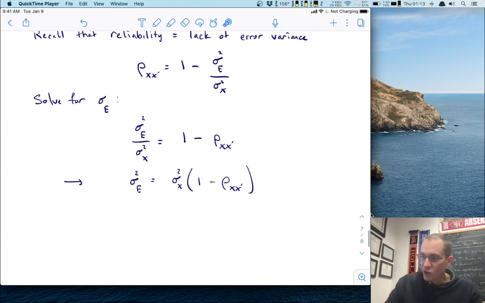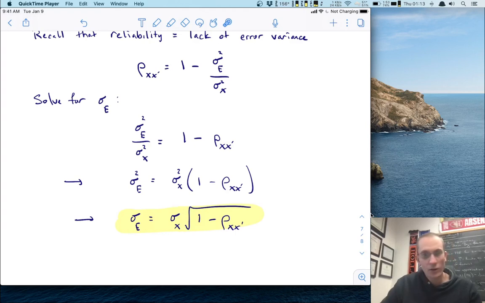And then if we want to solve for sigma e, the standard deviation of the error score, we just take the square root of both sides. Taking the square root of this term just makes the square go away, and then we take the square root of 1 minus the reliability coefficient. So I've highlighted this formula because this is your estimate of the measurement error. As long as you know the standard deviation of the observed scores and you know the reliability coefficient, those plug into a nice formula to give you your expected measurement error.